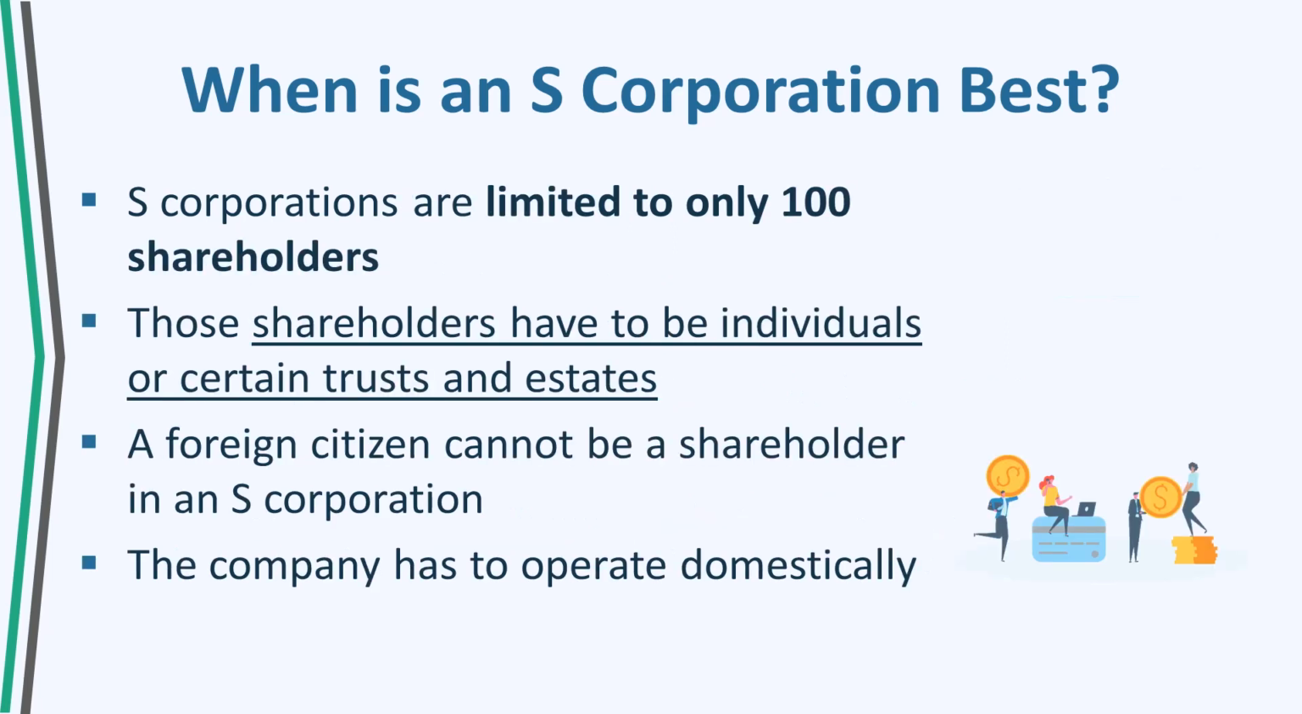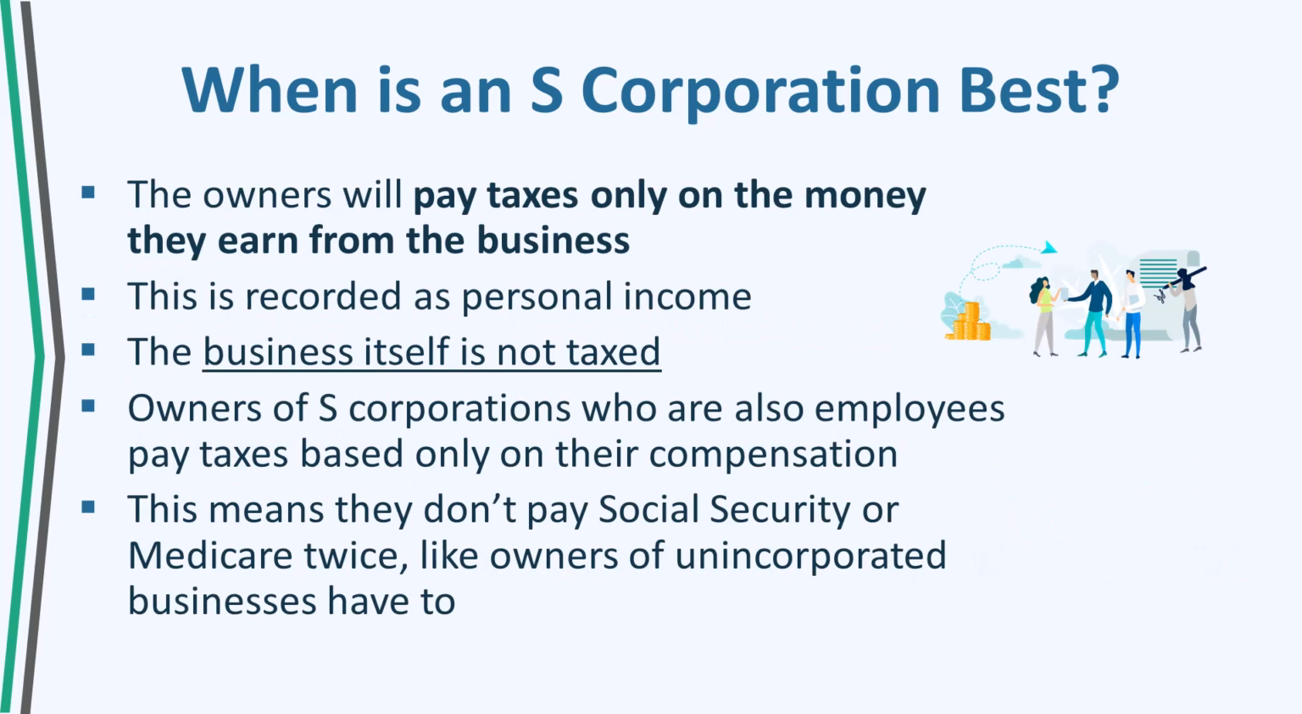S corporations are limited to only 100 shareholders. Those shareholders have to be individuals or certain trusts and estates. A foreign citizen cannot be a shareholder in an S corporation. Also, the company has to operate domestically. The owners will pay taxes only on the money they earn from the business. This is recorded as personal income. The business itself is not taxed.